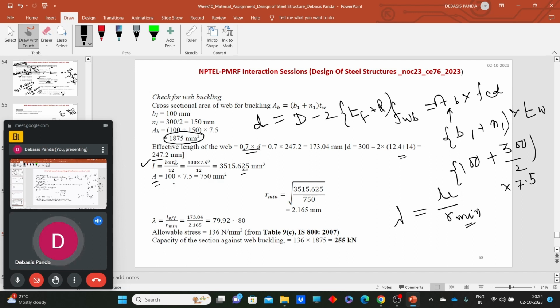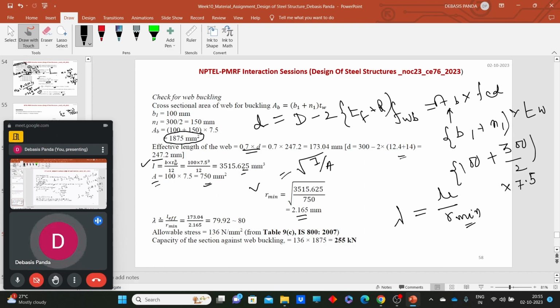Now, what is the area of the web portion? Area of the web portion will be B into TW. So that comes as 750. Now we can calculate the r minimum value. r minimum will be nothing but root over of I upon A. So I value comes as 3515.625 divided by 750. So that comes as 2.165 mm.